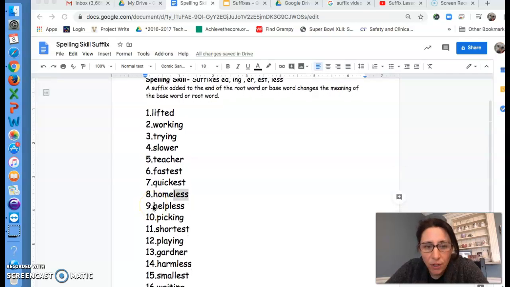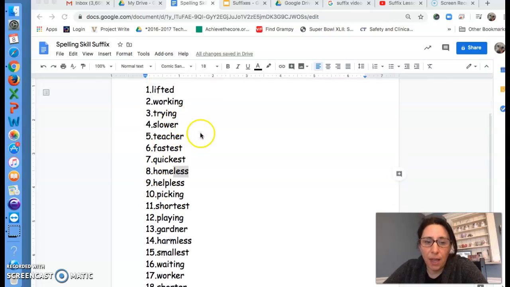So you just watched that video on how a suffix changes the meaning of a root word. Sometimes you also hear base word. I'm going to use the word root word today. So these are your spelling words. I'm just going to touch upon a few of them and review the root word and the suffix with you.